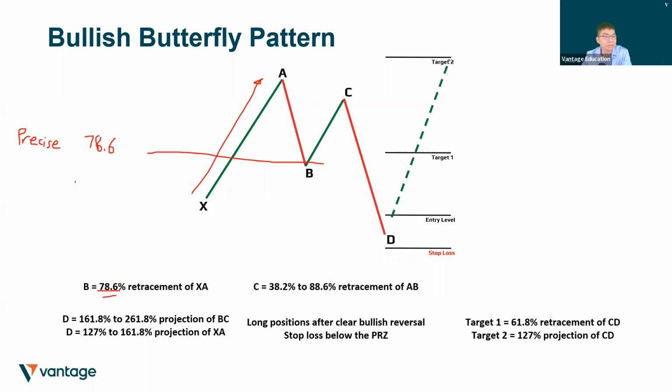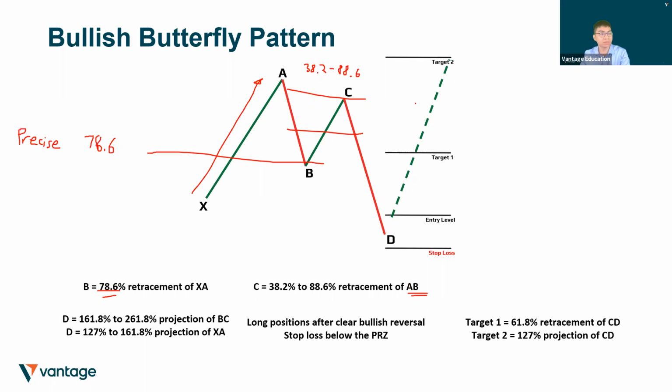Well, point C could retrace anywhere between 38.2% to 88.6% of the corrective leg AB, including all ratios that fall between these two constraints.